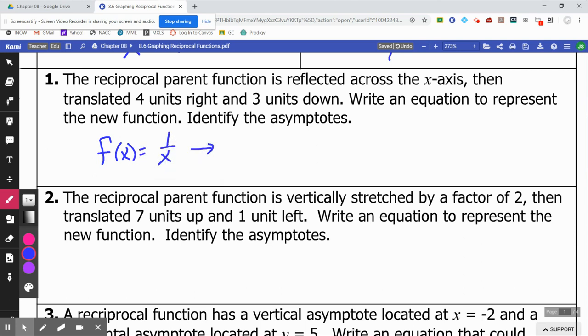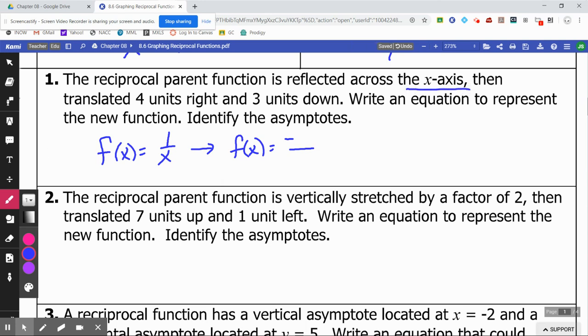And we're going to change it into a new parent function. We're going to reflect it across the x-axis. And the way we reflect it is we put a negative on the whole function. You can put it on top, you can put it on bottom, you can put it out front. But we're going to put a negative on it to reflect it across the x-axis.